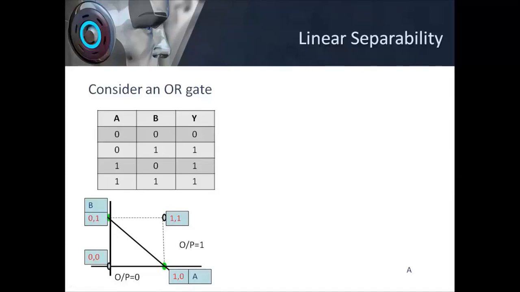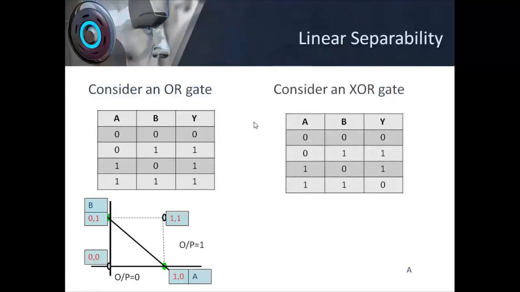So it means that for my regions of the output, I have binary output 0 and 1. These two classes of output can be separated by a line. So they are said to be linearly separable. Okay. Now on the other hand, consider an XOR gate. So this is the truth table for the XOR gate.